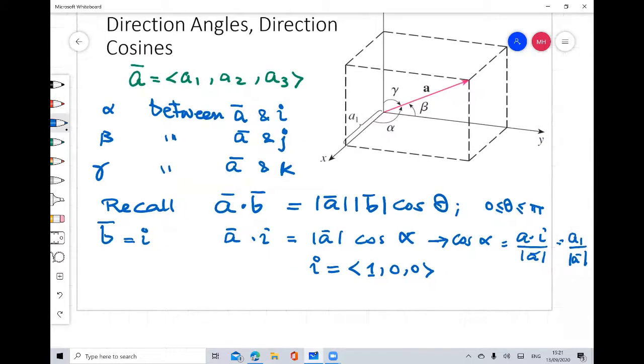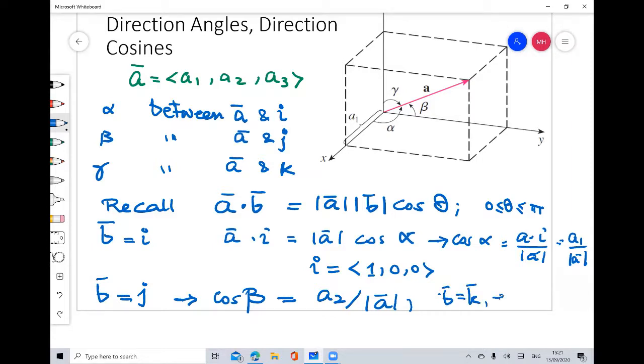Similarly, in the same way, if I took this B vector to be j, then I would arrive at the angle between A and j, which in the figure I named beta. Cosine beta will be the second component A2 over magnitude of the vector A. And also if I took the vector B to be k, then I have cosine gamma, the angle between A and the z-axis, which will give me the third component A3 over magnitude A.